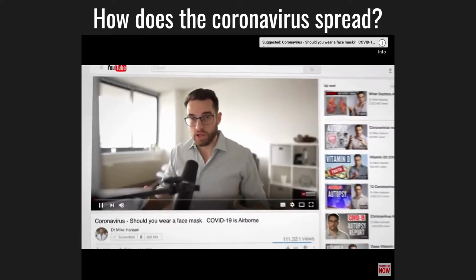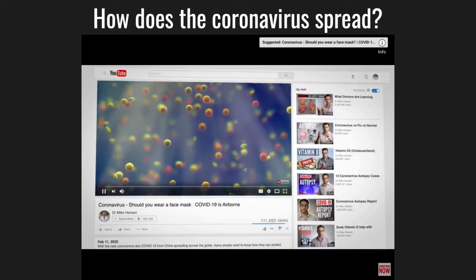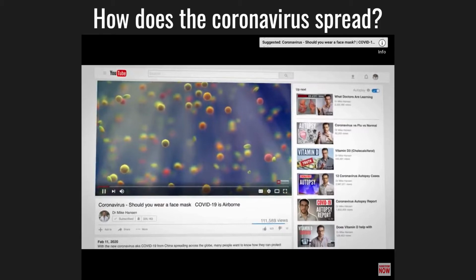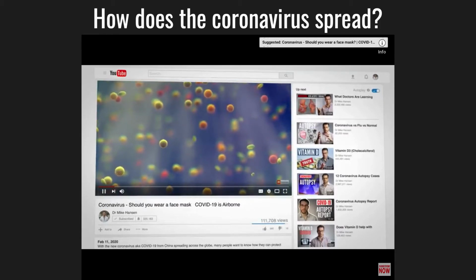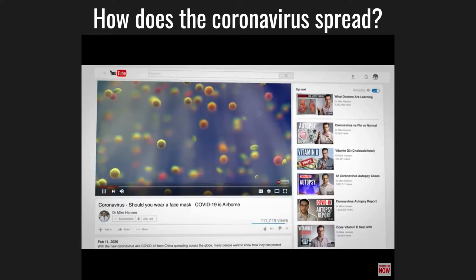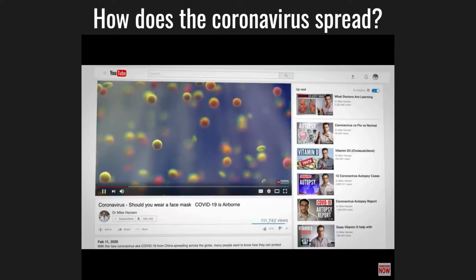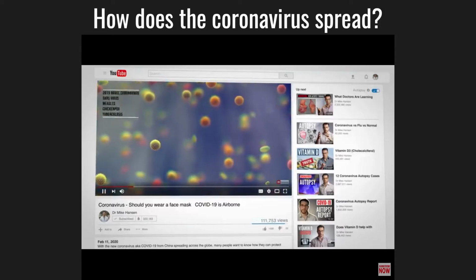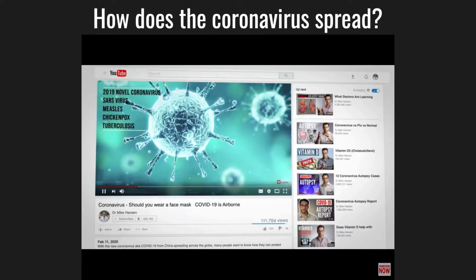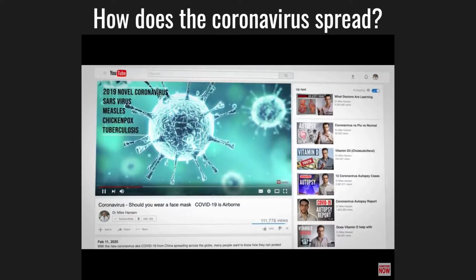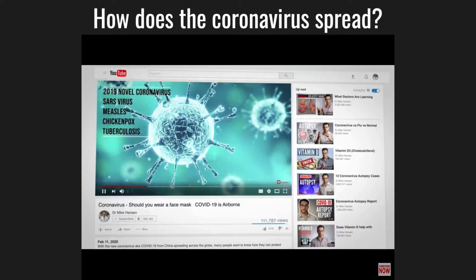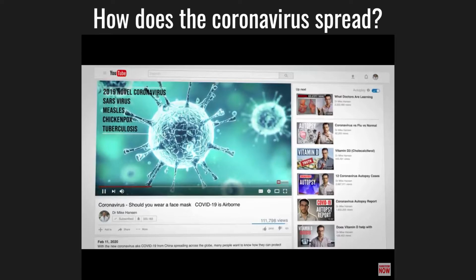Then there's airborne precautions. Some lung infections and some throat infections spread when small viral or bacterial particles stay suspended in the air and can be inhaled by other people. The 2019 novel coronavirus is believed to fall into this category. This category also includes other viruses like the SARS virus, measles, chickenpox, and tuberculosis, which is actually a bacteria.